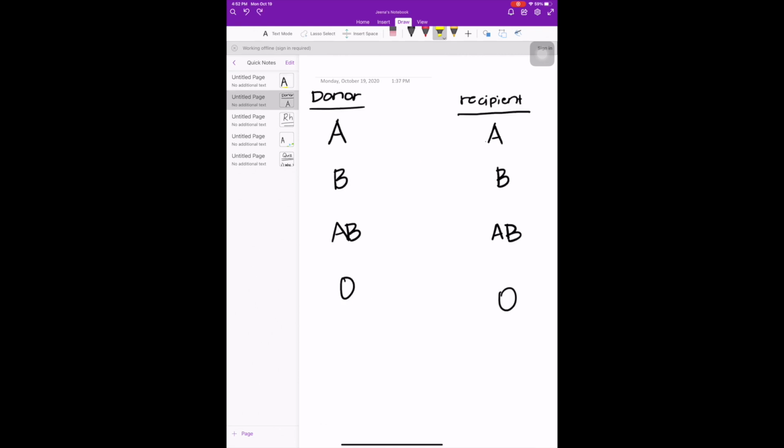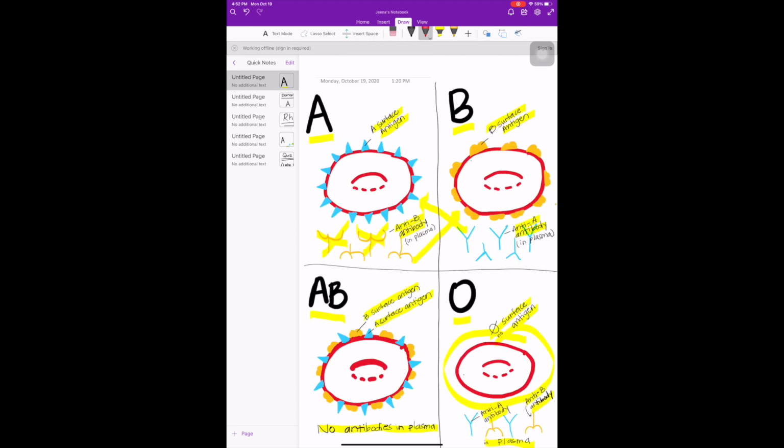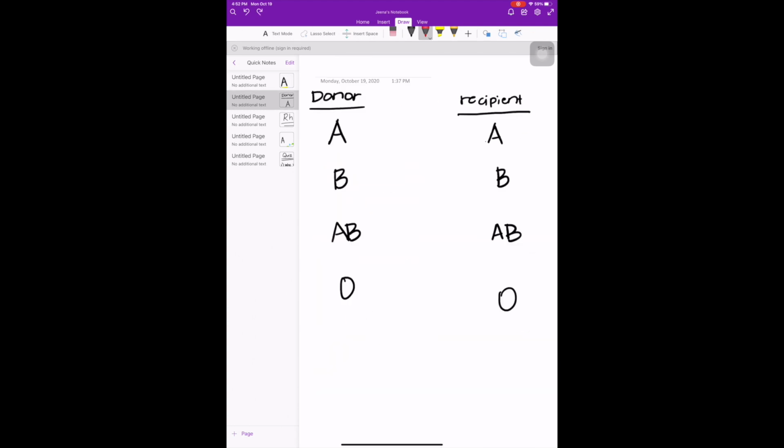Okay, so based on the way that the structures were, A can donate to A, and A can donate to AB, because remember, AB doesn't have any antibodies in the plasma. Then B can donate to B, obviously because they're the same, and it can also donate to AB. Then AB can donate to AB, obviously because it's the same, and that's it. And then O can donate to O, because it's the same. It can donate to AB, it can donate to B, and it can donate to A.